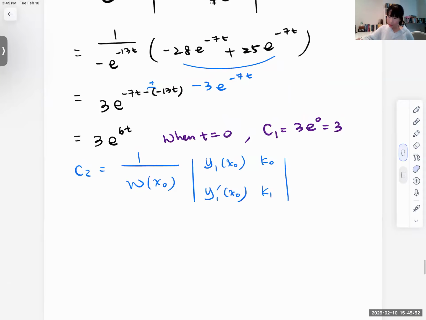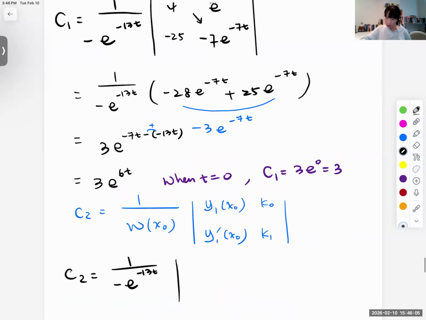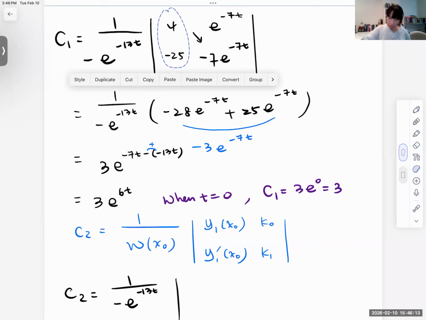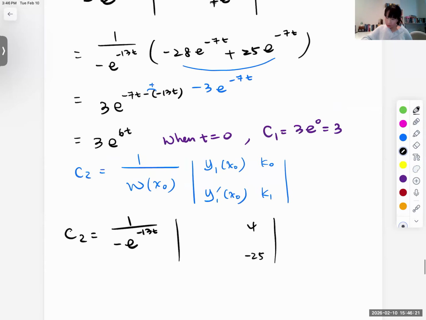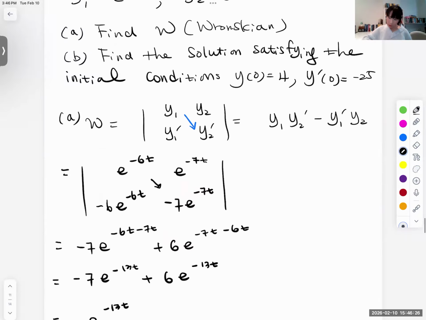Okay, so Wronskian, same. We have c sub 2 equal to 1 over negative e to the negative 13t, y sub 1, not k sub 1. So we have this one, right? Same, copy. And then y sub 1, y sub 1 prime, y sub 1, y sub 1 prime. So I want to use this one.